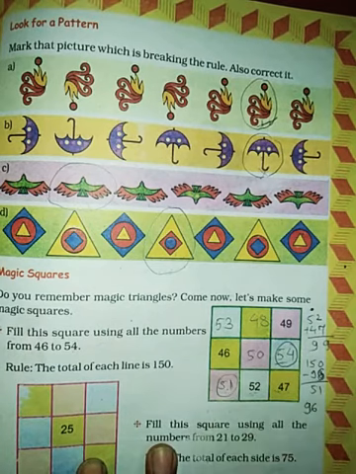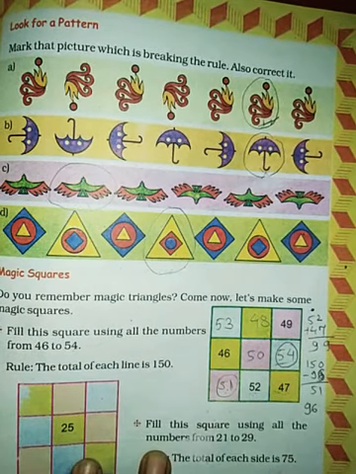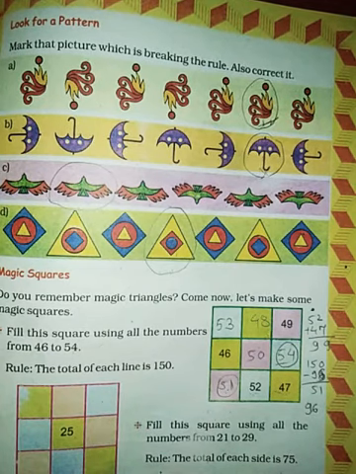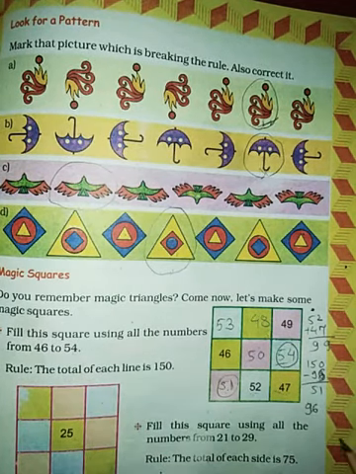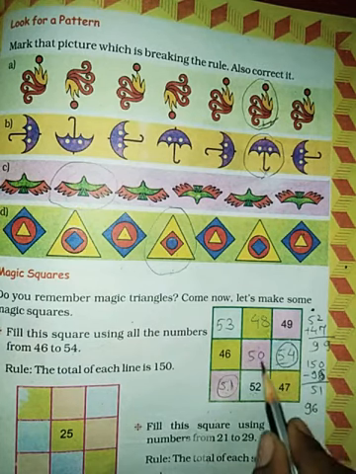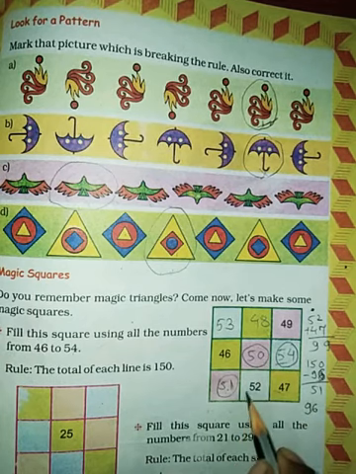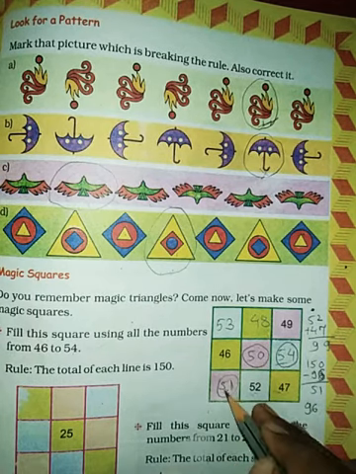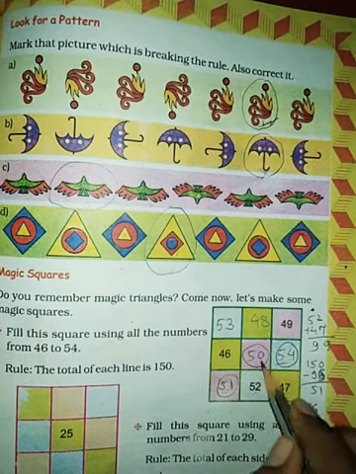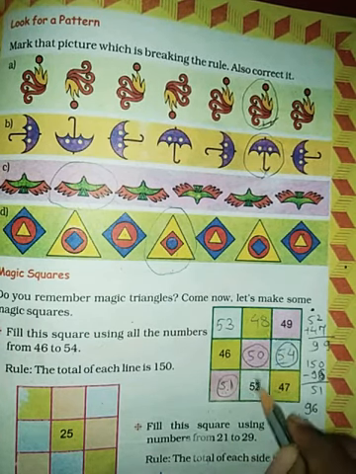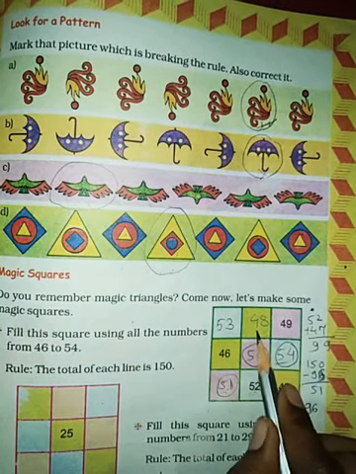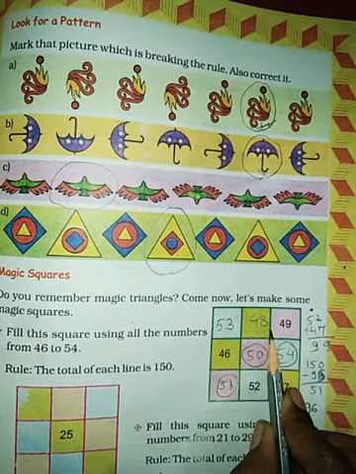Now 46 plus 54 is 100. So 150 minus 100 is 50. Now you got this. Now in this line you already got 2, and in this line you already got 2. So 52 plus 50 is 92. 150 minus 92 is 48.